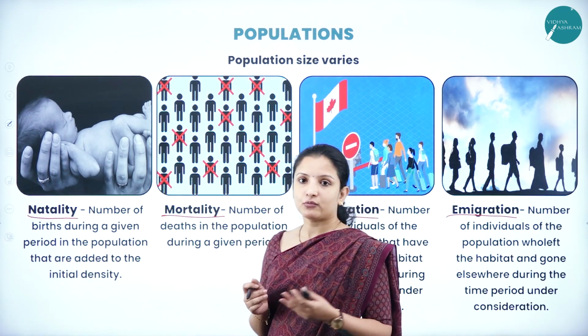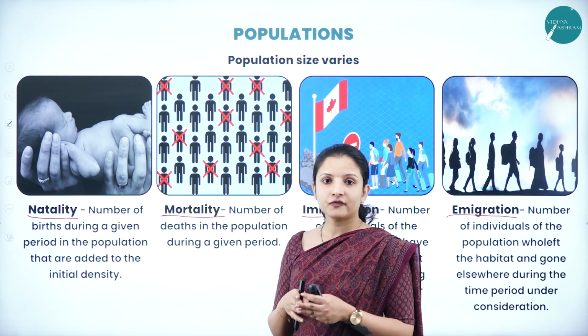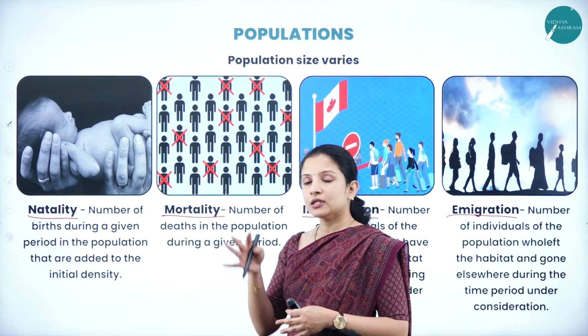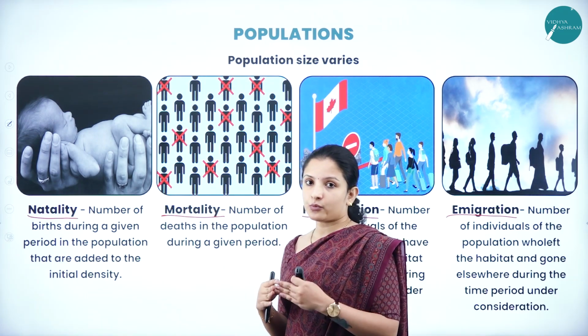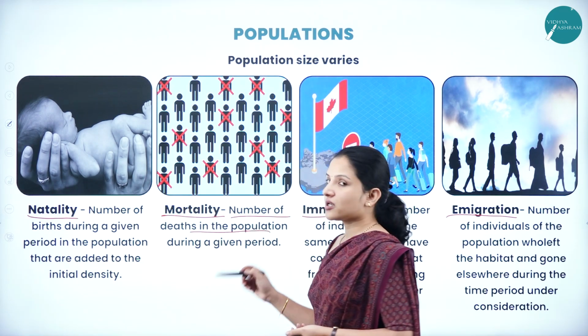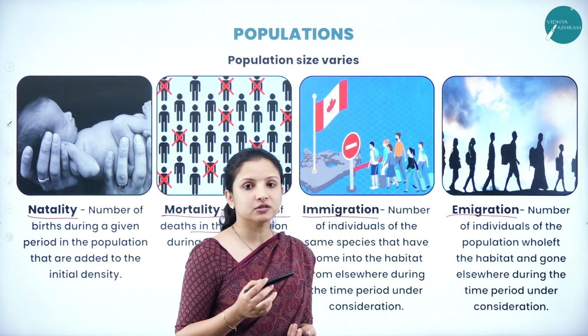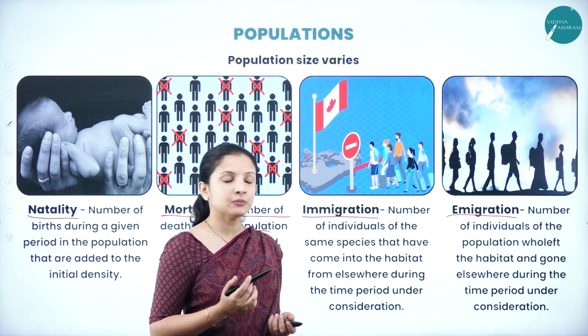Next is mortality. Mortality is nothing but, say for example, in a population of 50 individuals, 10 individuals have died, which results in reduction in the population. So mortality is the number of deaths in a given population in a given period of time. It is the death rate. Natality is the birth rate.